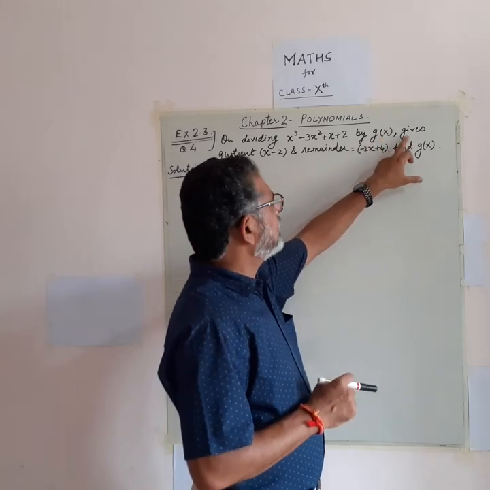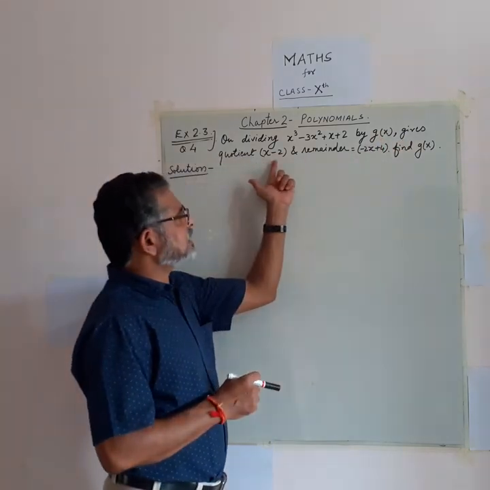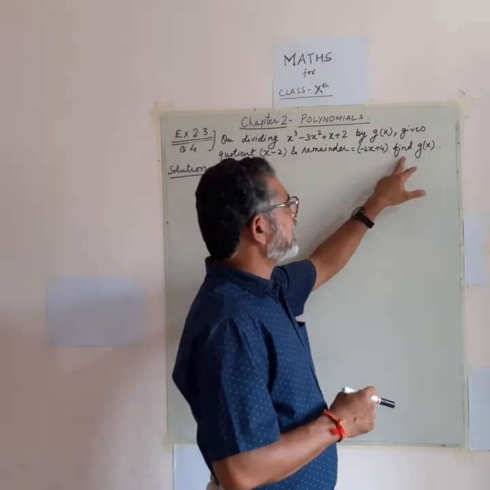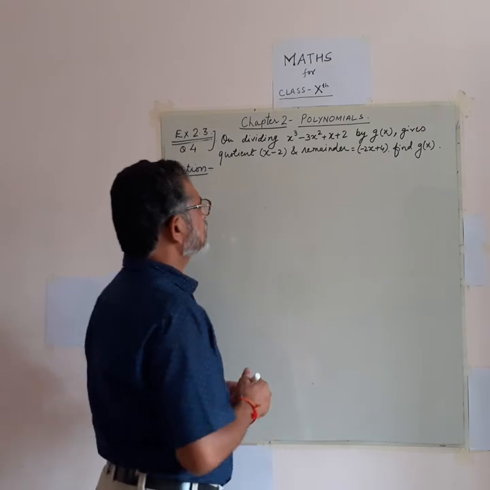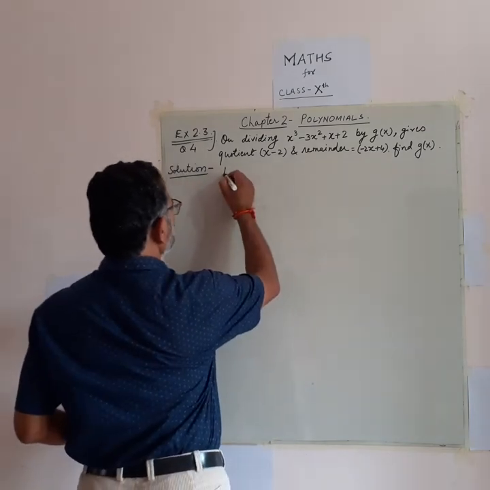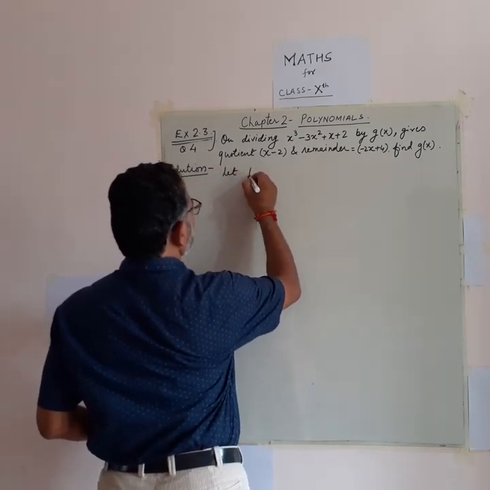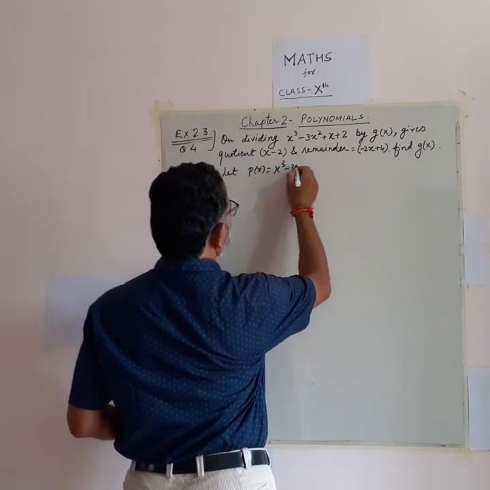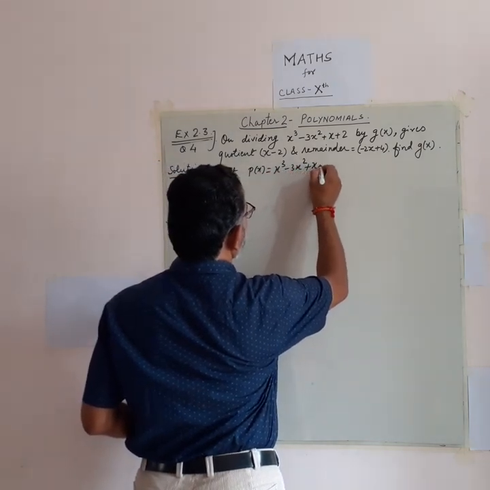Divisor unknown, gives quotient x minus 2 and remainder minus 2x plus 4. We have to find gx. So we assume it, let px is x cube minus 3x square plus x plus 2.